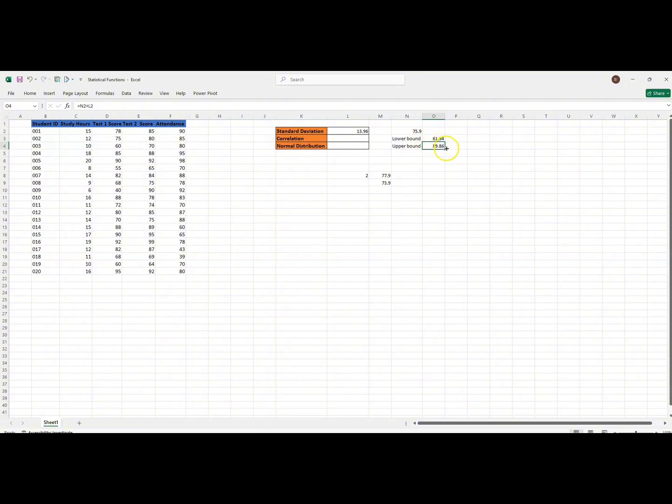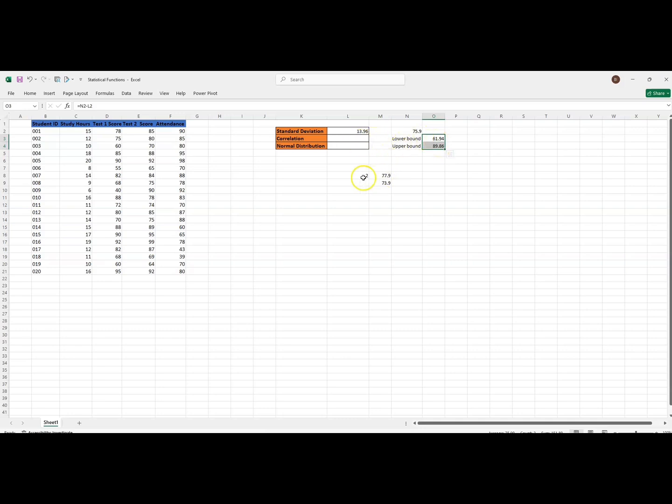61.94, 89.86, 68% will fall. This falls within the range. This falls within the range. 85 falls within the range. What else? 82 falls within the range. 68 falls within the range. 88 falls within the range. 80, 72, 70, 88, 82, 68. They fall within the range. So it's almost 68% of the data that falls within that range. So check out the empirical rule and you will understand STDEV much better.